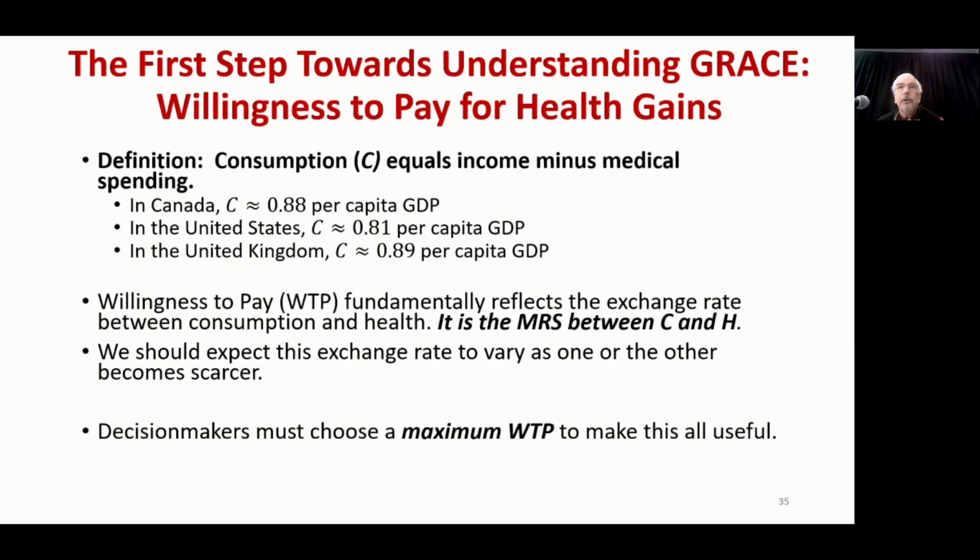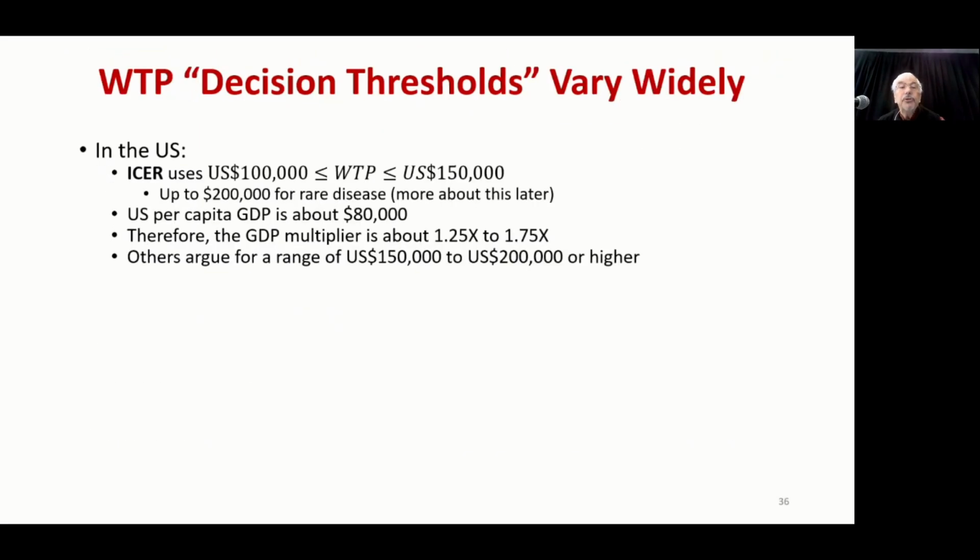And finally, to make cost effectiveness useful for decision making, the decision makers must finally pick a maximum willingness to pay for healthcare gains. I'll come to a little more detail on that in just a moment. You can't use cost effectiveness analysis without doing that to make it useful.